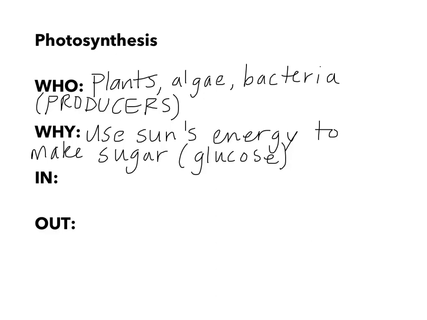Now that glucose can then be used to do all sorts of things in plants, such as building tissues, or used for energy. It's very versatile. So glucose is their fuel of choice. The sunlight just helps them to make that glucose.